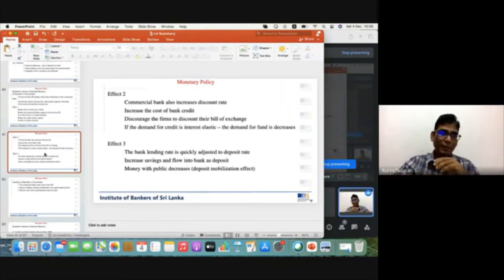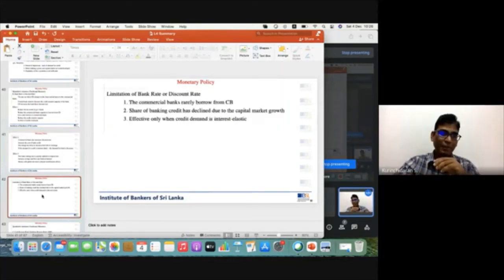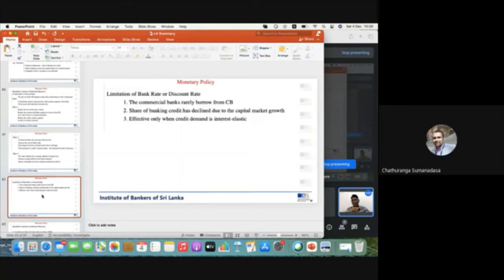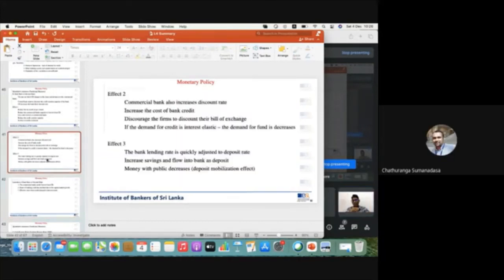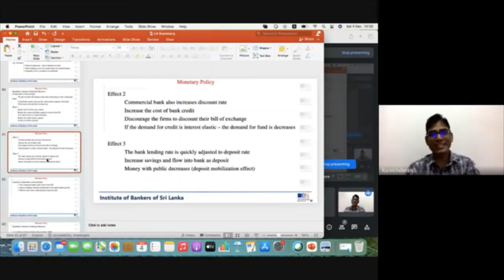Is that okay? Yeah, in effect 2, what do you mean by bill of exchange in this effect 2? And normally it's bill of exchange. It's a common name we are using here, right?